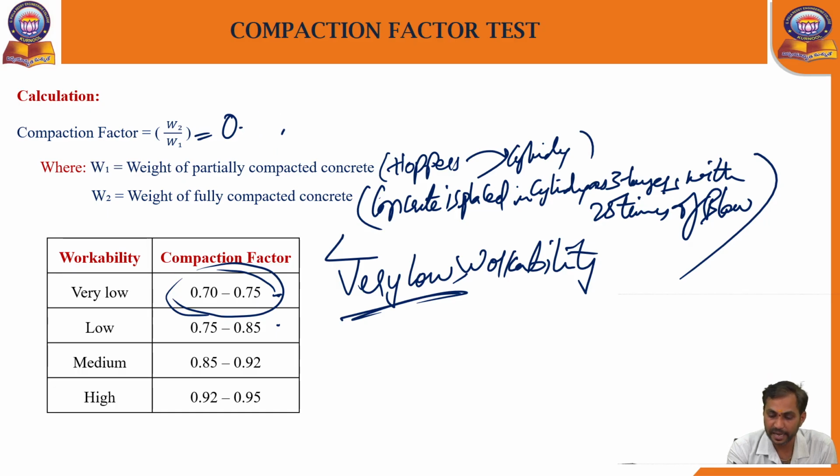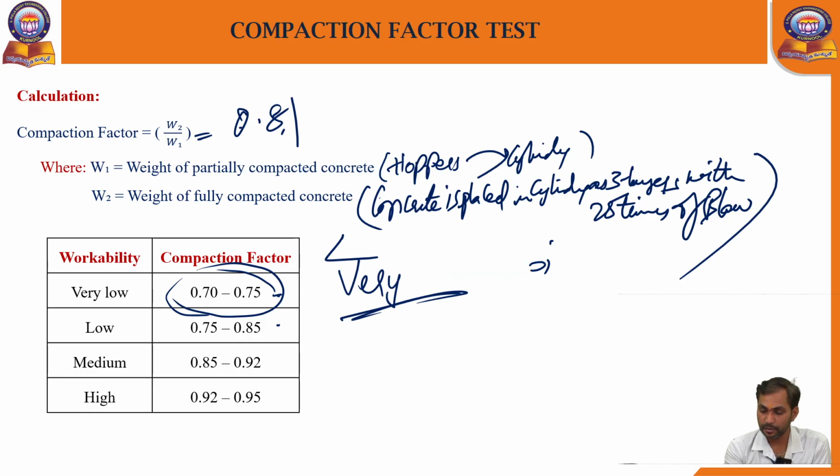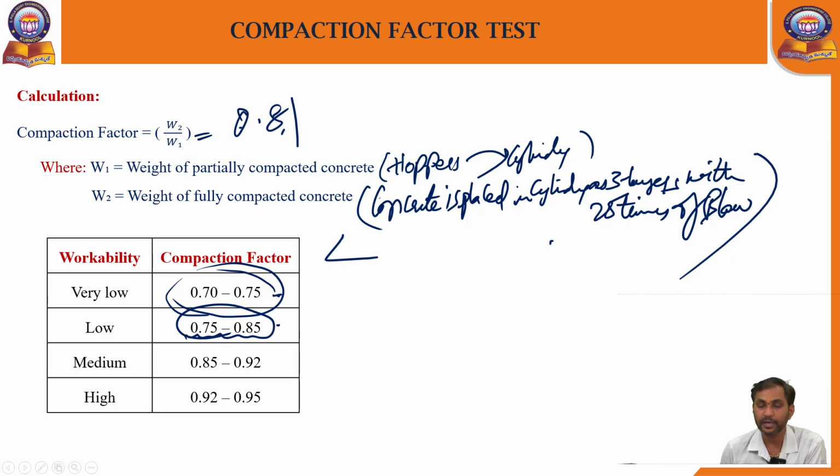Okay, for example, I got 0.81. So then in which workable concrete? 0.81 means 0.75 to 0.85. So 0.81 is suited in 0.75 to 0.85. Then the type of concrete will be set as low workable fresh concrete.